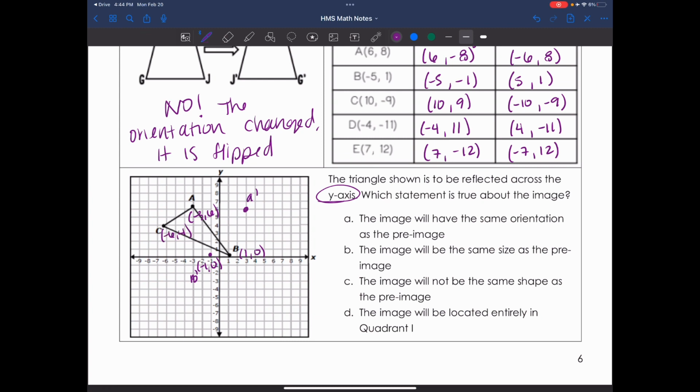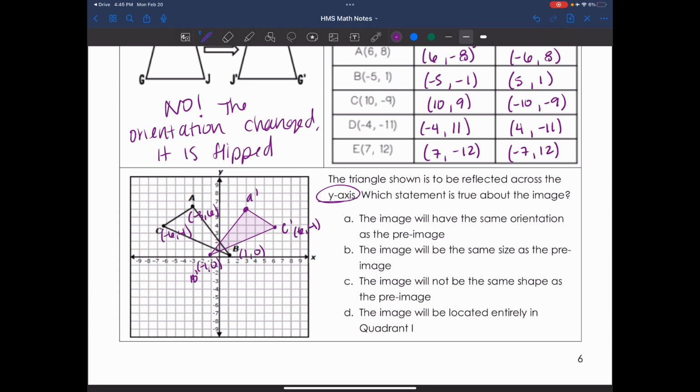And I want positive 6, 4. There we go. And we're going to call that C prime. There we go. C prime. Positive 6, 4. All right, so I can clearly see that my triangle has been reflected across the y-axis.